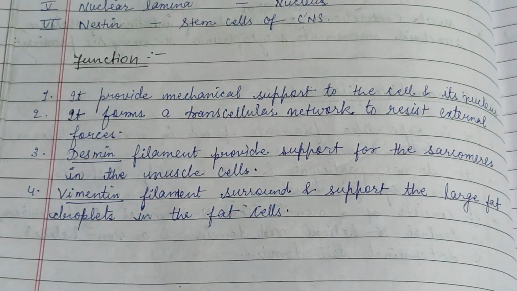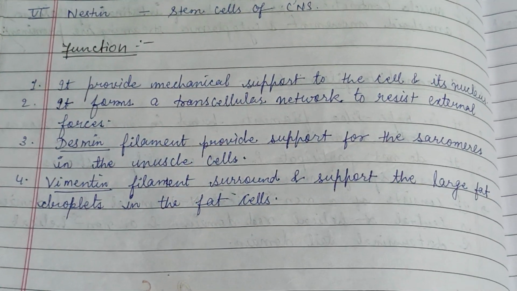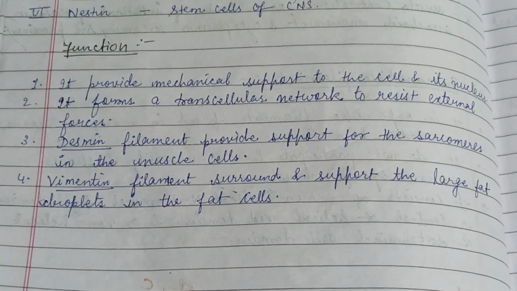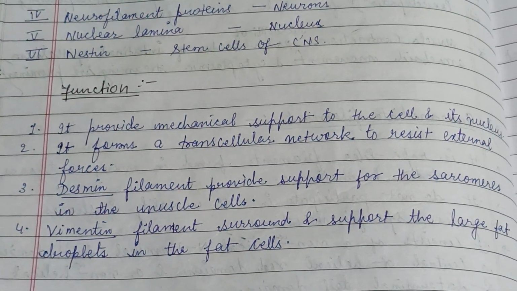The function of the intermediate filament is the support to the cells and their nucleus. It forms a transcellular network to resist external forces, maintains filaments around, and supports the large fat droplets in fat cells. So this is about the cytoskeletons and their types.